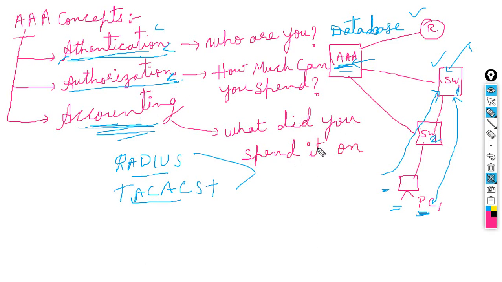In a more technical way, accounting basically collects and stores the information about logins and activity that happen in the network. But with this you will remember: who are you, authentication; how much you can spend, authorization; what you spent, or where you spent, what you bought, all of this comes under accounting. So try to remember this.